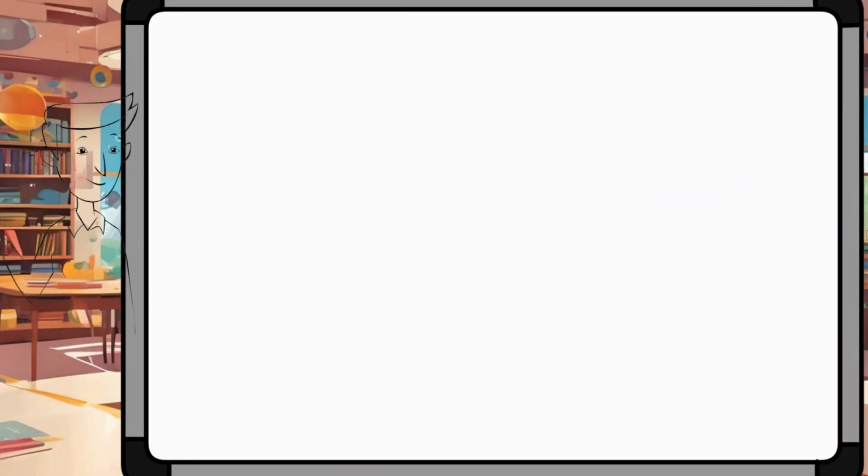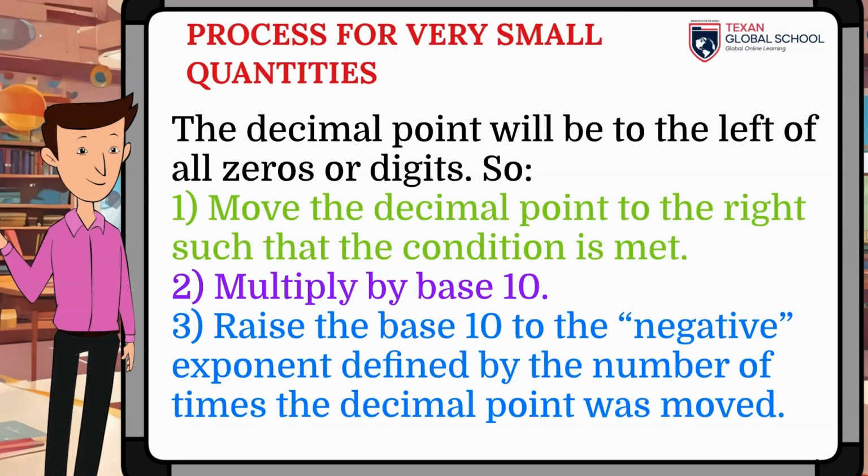For very small quantities, the decimal point will be to the left of all zeros or digits. Then, we must move the decimal point to the right the number of times such that it is greater than or equal to 1 and less than 10. When moving the decimal point from 10 to 10, we must multiply that number by base 10. Finally, raise the base 10 to the negative exponent defined by the number of times the decimal point was moved.